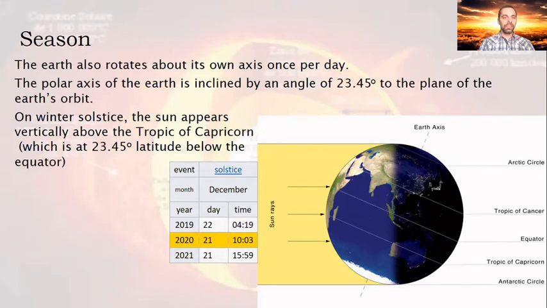So why do we have seasons? The polar axis of the Earth is inclined by an angle, as you see here, 23.45 degrees to the plane of the Earth's orbit. Okay, look at this situation. The southern hemisphere here faces towards the sun. So here in Europe, we have winter, and here on the southern hemisphere, that is summer.